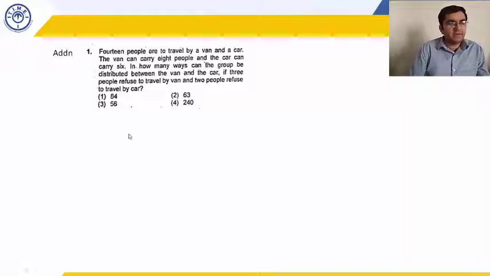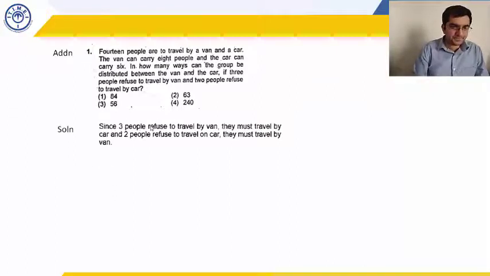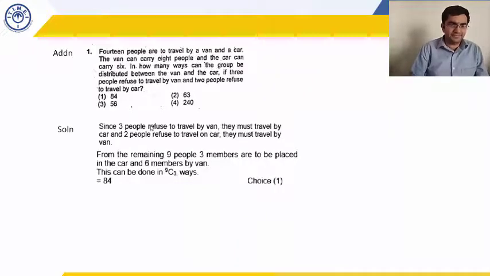3 people refuse to travel by van. That means 3 people will definitely go in the car. And 2 people refuse to travel by car. That means they will definitely go in the van. So we have 2 people already fixed for the van and 3 people fixed for the car. 3 people refuse to travel by van, so they will go in the car. So 3 people fixed for car and 2 people fixed for van.